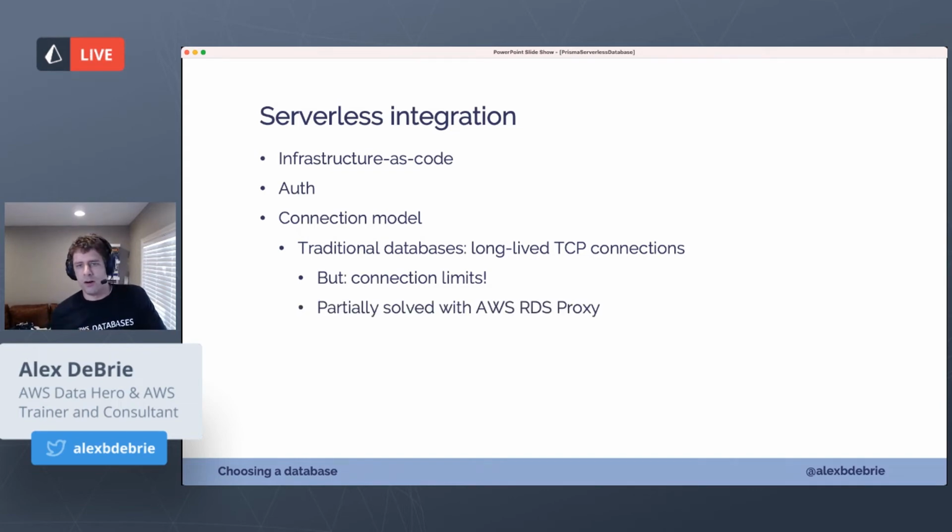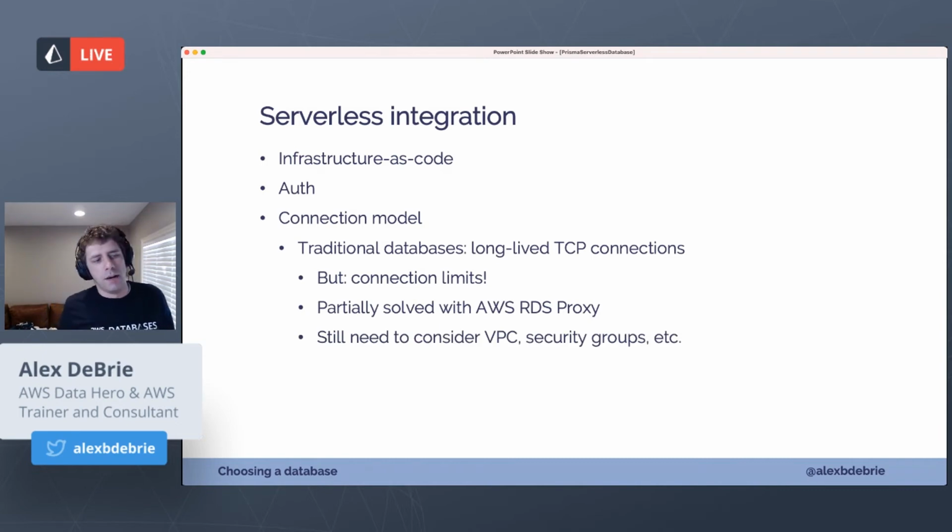This is partially solved with another tool called AWS RDS Proxy, which is basically a connection pooling instance that you can connect to, and that's going to manage connections to your database. It's like a PgBouncer, if you've heard of something like that. You can run your own one of these. This is sort of newish, so again, test it with caution, but that can help solve this limit. Even if you solve the connection limit issues, you still need to consider things like VPC, security groups, ports, all sorts of access like that.